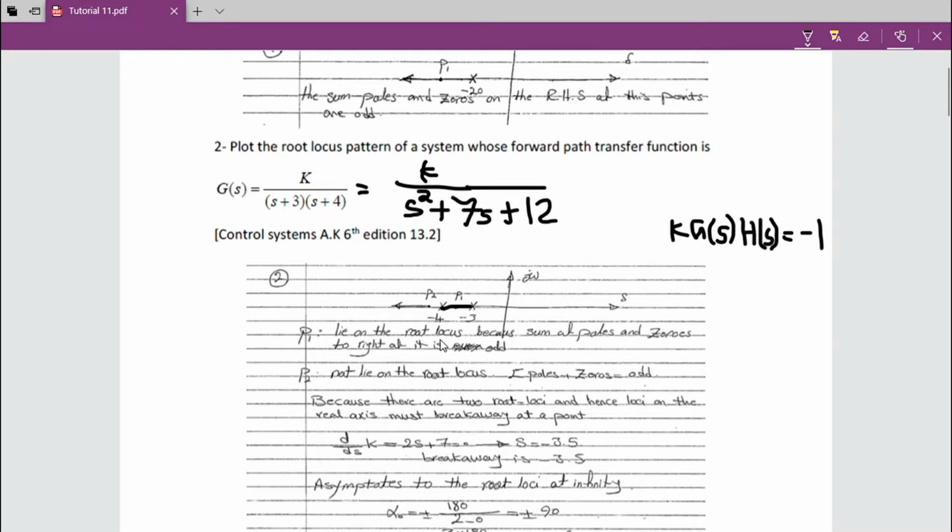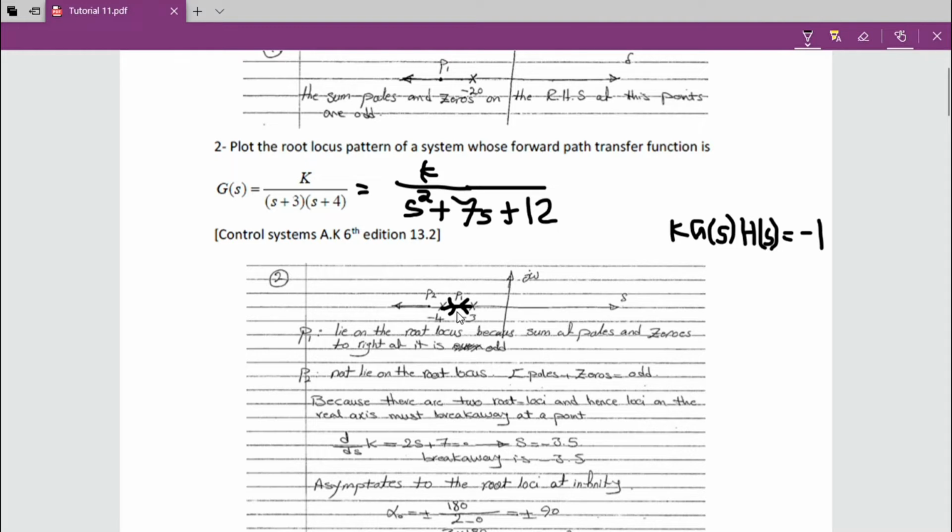Now moving on to the fourth rule, which is the starting and ending point. So it will start from a pole and end at a zero, right? So we know that. The arrowhead will be going like this, since both are poles. Now, behavior at infinity.